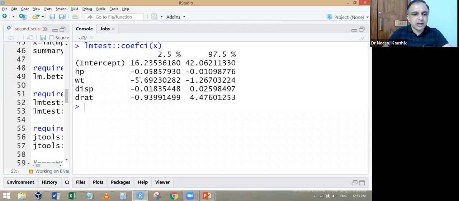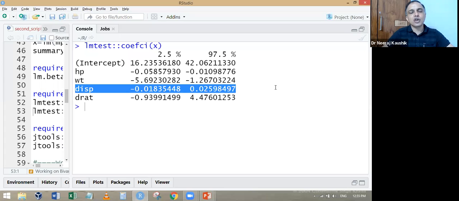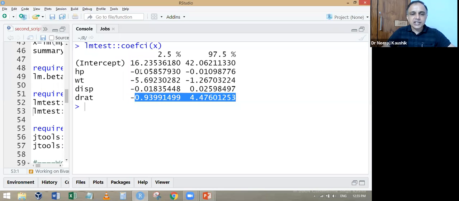Check for the HP. It can be minus 0.5 to minus 0.01, very near to 0, but not 0. It is significant. Weight, minus 5.69 to minus 1.26. Draw a line on the x-axis. See whether 0 will fall between the limits or not. No. Look at the displacement. Minus 0.1 to positive 0.0. Yes, 0 will fall. Displacement is useless. No effect on MPG. DRAT, minus 0.9 to 4.47. This is also 0.